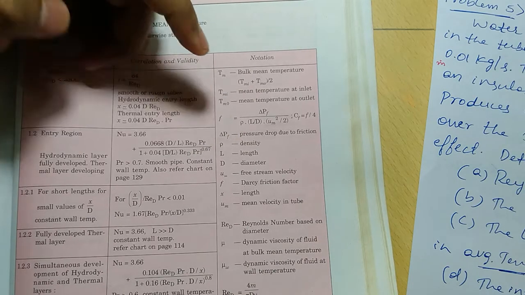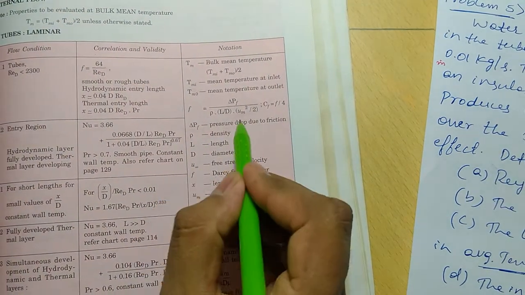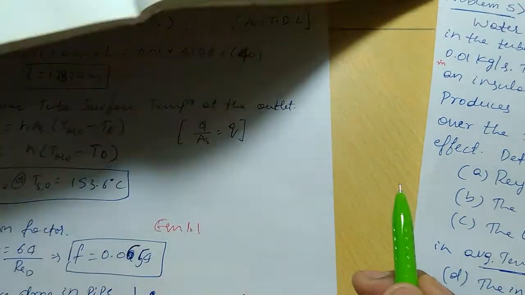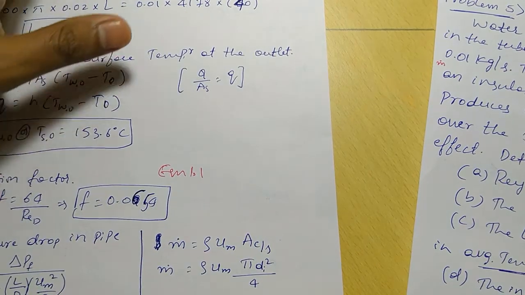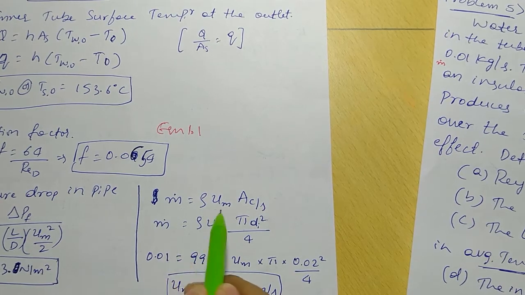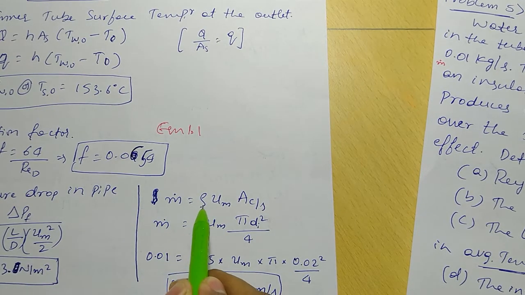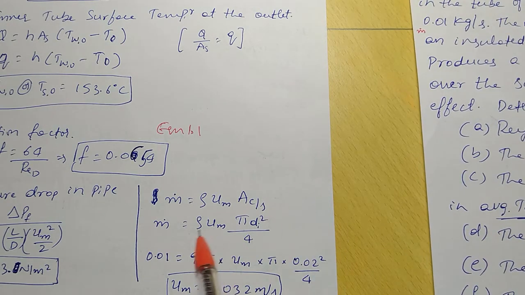I know all the values: the coefficient of friction, rho, L, D, everything except the velocity, because in this problem the velocity is not given. Instead of velocity, the m dot value, that is the mass flow rate, is given. Since m dot is given, you have to use this equation: m dot is equal to density into velocity into cross sectional area. Cross sectional area is equal to pi d_i squared by 4. Now substitute all the values. Here u_m is the unknown one. Substituting the values, you finally obtain u_m is equal to 0.032 meter per second.